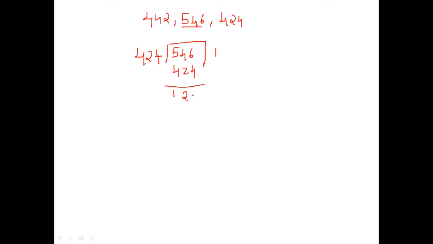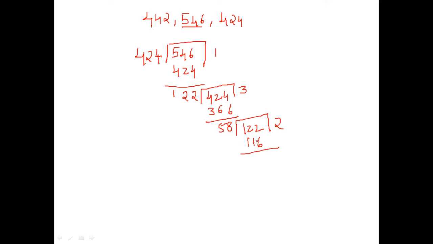It is 122. Once you get a remainder, you take this divisor 424 and divide it by 122. So 122 into 3 actually gives us 366. So what is the remainder here? We'll get 58 to be the remainder. And once you get a remainder, you take this divisor and divide it. So it is 122, and now 58 into 2 is actually 116. And now what is the remainder? It is 6. So you have a remainder, you take this divisor 58 and then try and divide it.